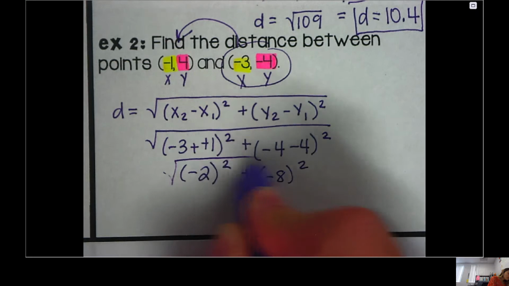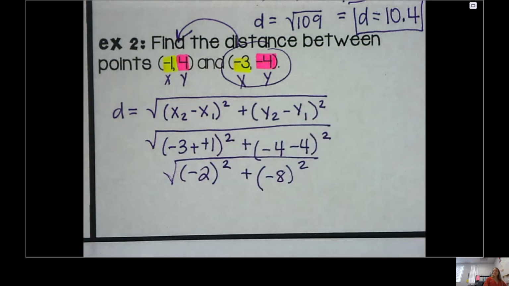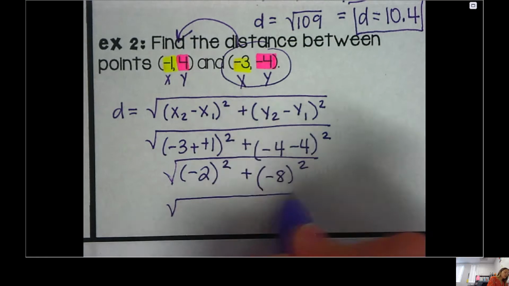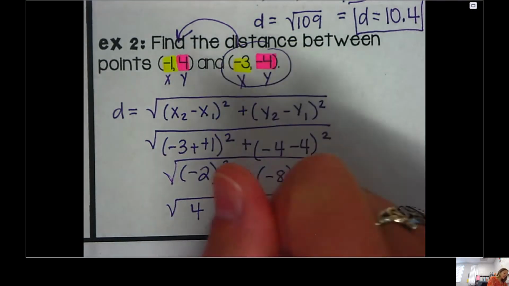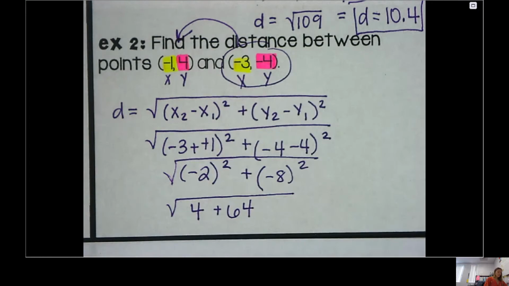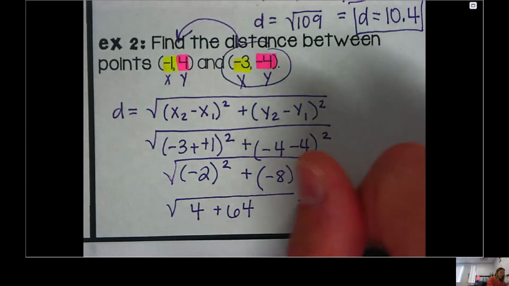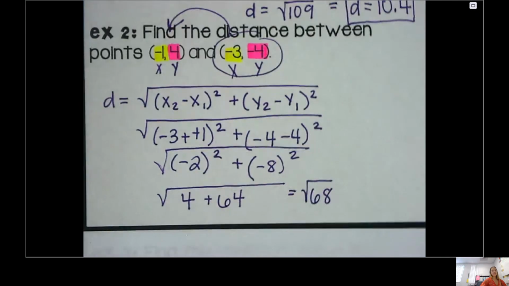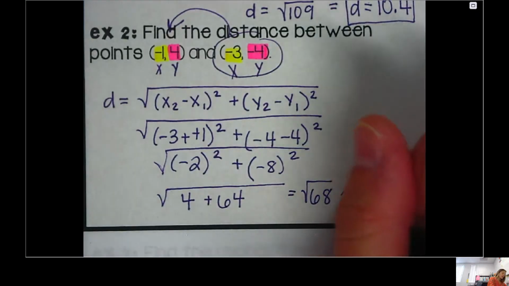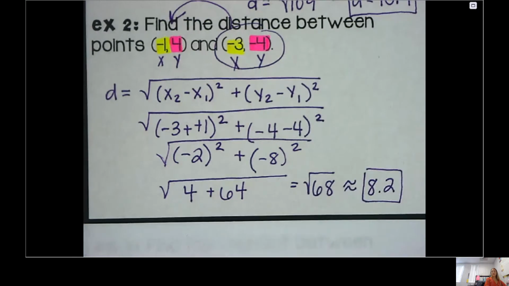My next step in order of operations is the exponents. So -2 squared is 4. -8 squared is 64. If I add those together, I get the square root of 68. And when I put that into my calculator, I get about what? About 8.2. There's my final answer for the distance.